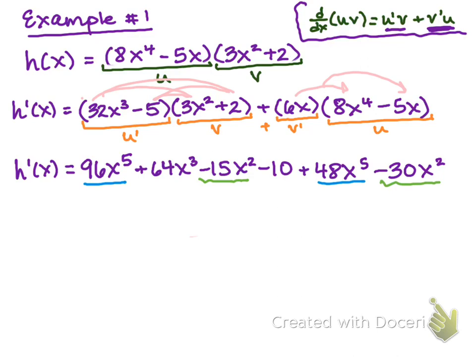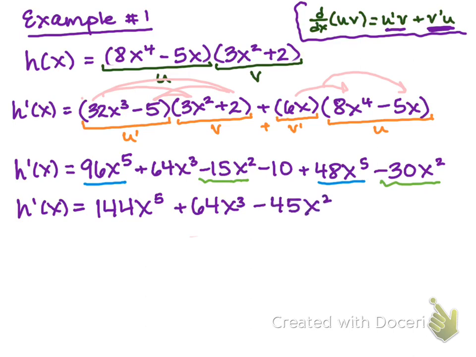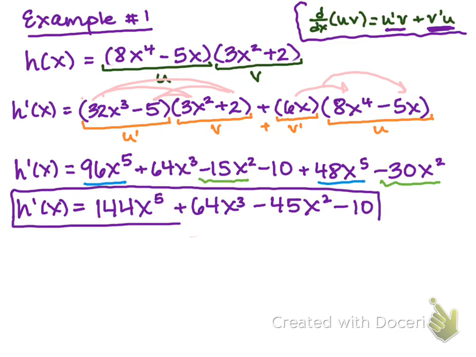So let's just combine those, and I'm going to get h prime of x equals 144x to the fifth plus 64x cubed minus 45x squared minus 10. And there are no like terms that can be factored out of this answer, so that is my final answer.